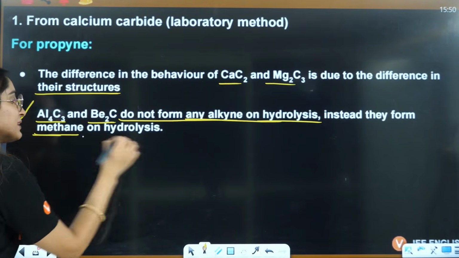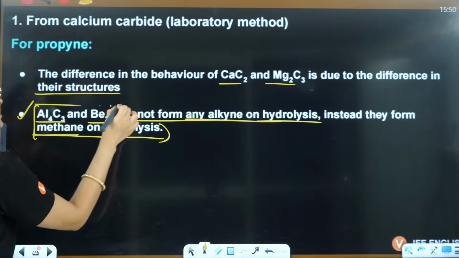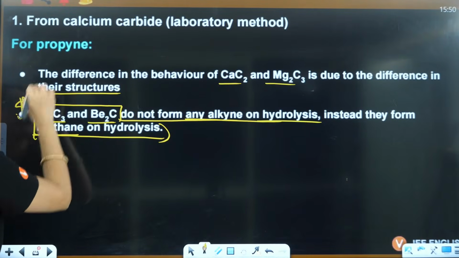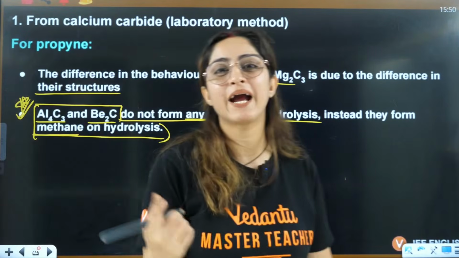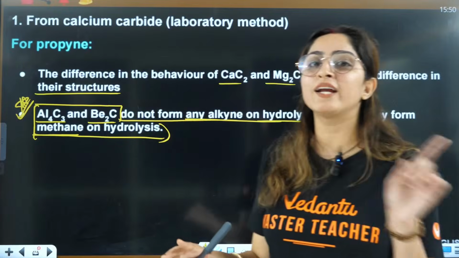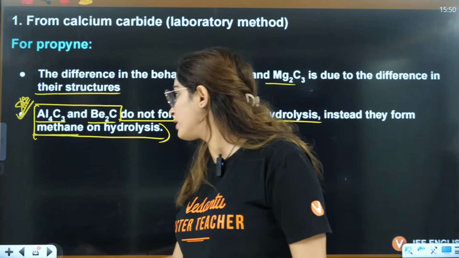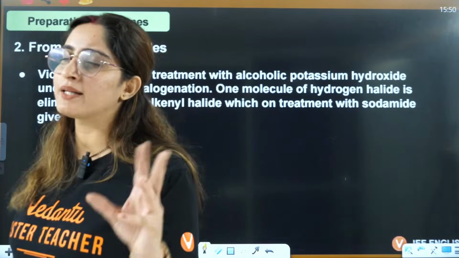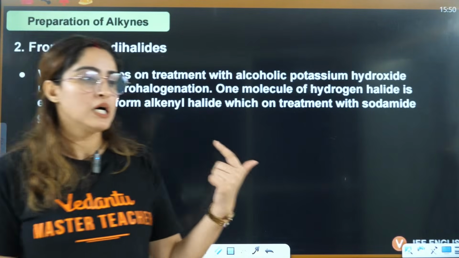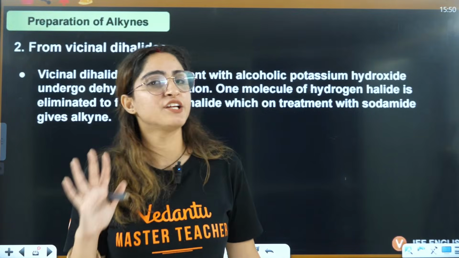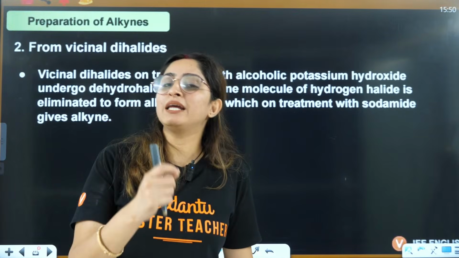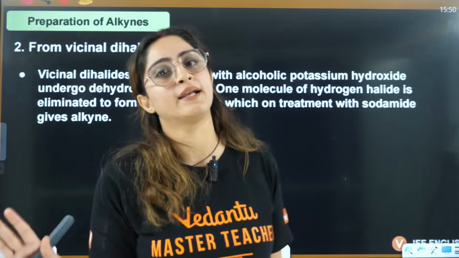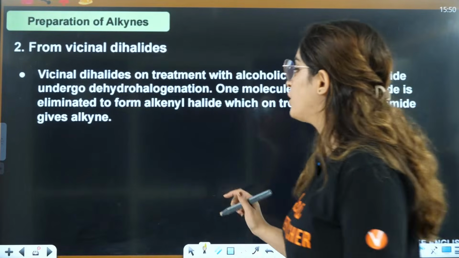Instead, they form methane on the hydrolysis. Aluminium carbide and beryllium carbide will not give any alkyne on the hydrolysis. You don't have to remember other carbides. Just remember that calcium will give you ethyne and magnesium will give you propyne. Aluminium and beryllium will not give you any alkyne. That's it. This is all you need to know.